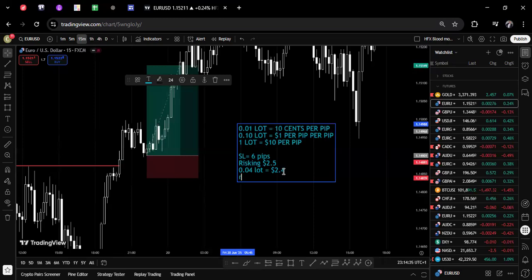Your reward is 1:4, which equals 2.4 times 4.